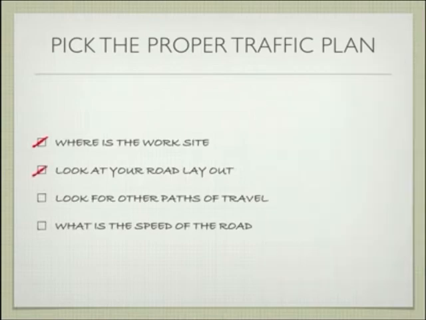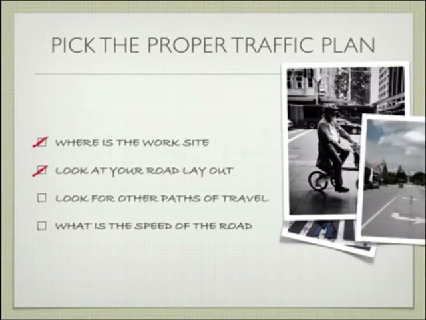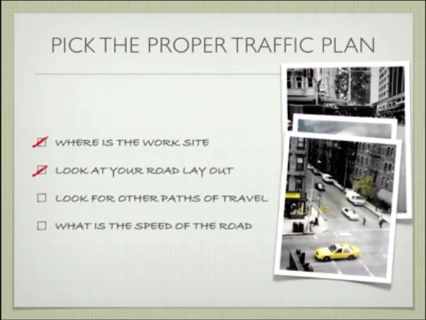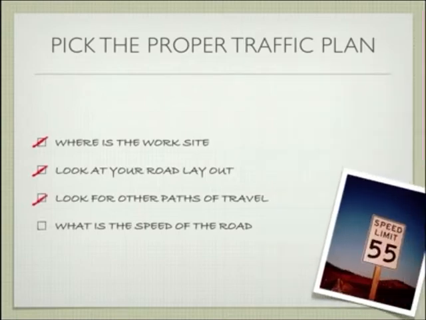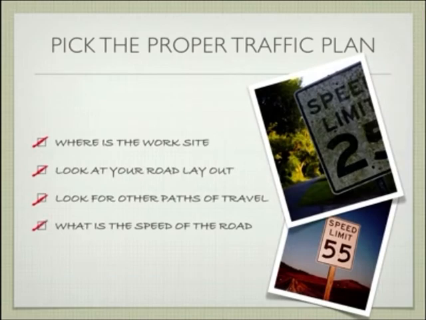Look for other paths of travel, like sidewalks, bike lanes, turn pockets, and side streets. These things will also play a factor in which traffic plan you select. If you have any of these things, you'll usually have to use multiple traffic plans and put them together to create your work site. And lastly, you want to know what the speed of the road is. You have to know the speed of the road so that once you have selected the traffic plan or plans, you will know where to properly place everything.